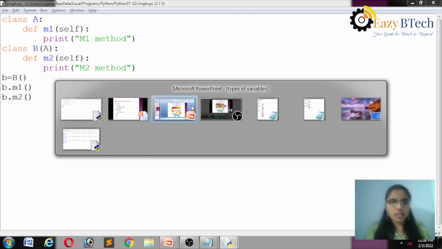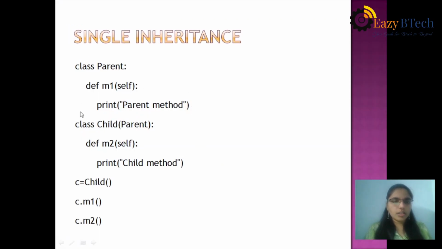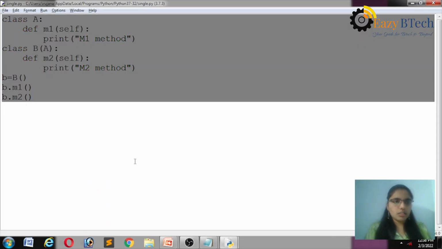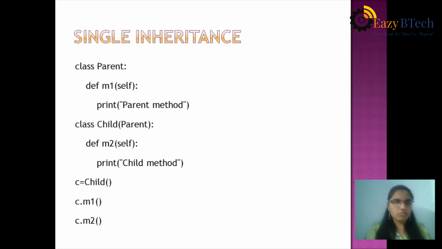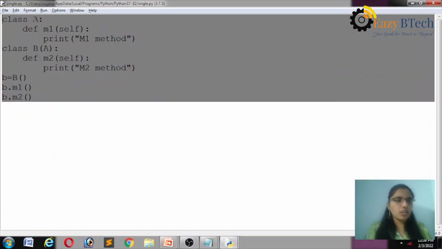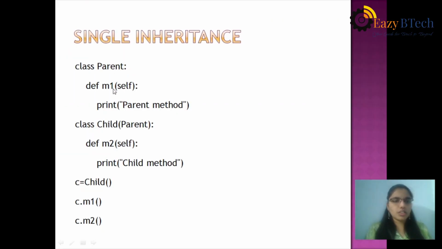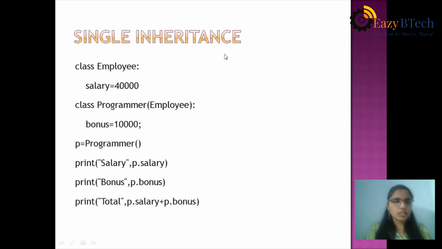Let's see another example program. See here, it is a parent class and a child class. Same as before, only the class names are changed like this. Let's move on to the next example.